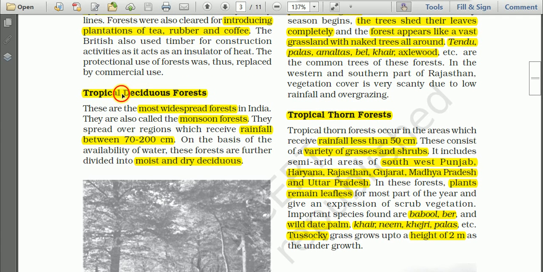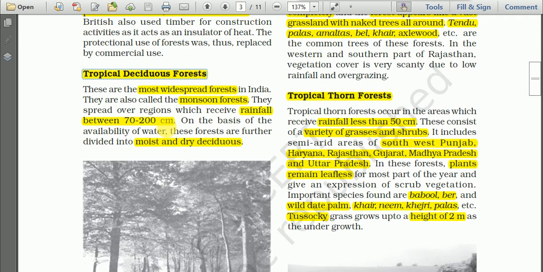Next, we have tropical deciduous forests. Tropical deciduous forests are the most widespread forests in India, and they are also called monsoon forests. You know that the type of climate enjoyed is monsoon, and tropical deciduous forest is the most widespread forest in India. Hence, tropical deciduous forest is also known as monsoon forest.